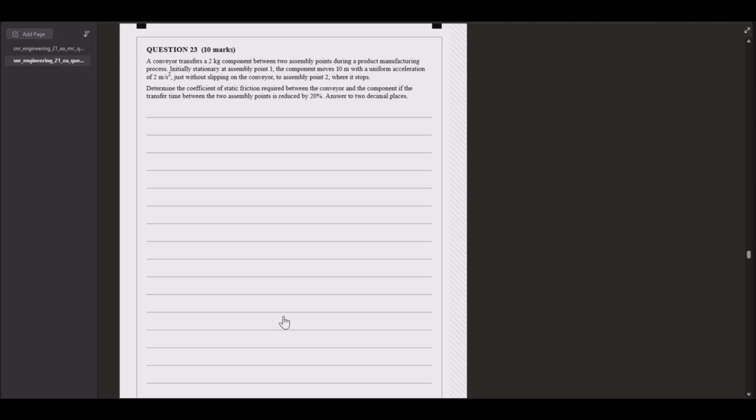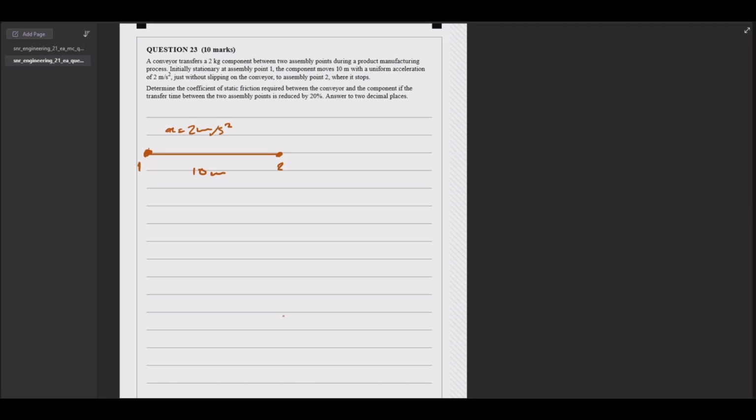Last question, I think. Yep. This is the other conveyor one. So, assembly point, initial assembly point 1. This is going to be 2, and this is 10 meters. Acceleration equals 2 meters per second squared.